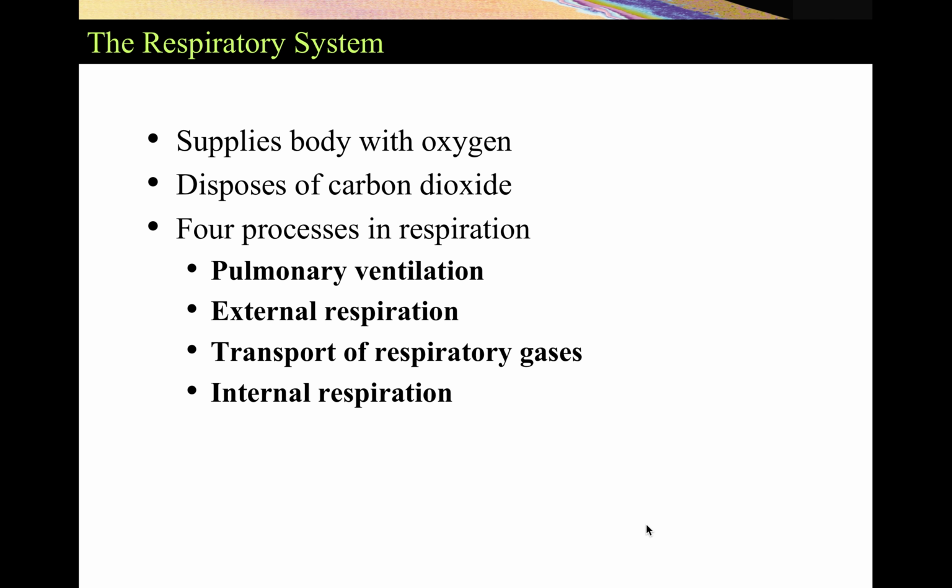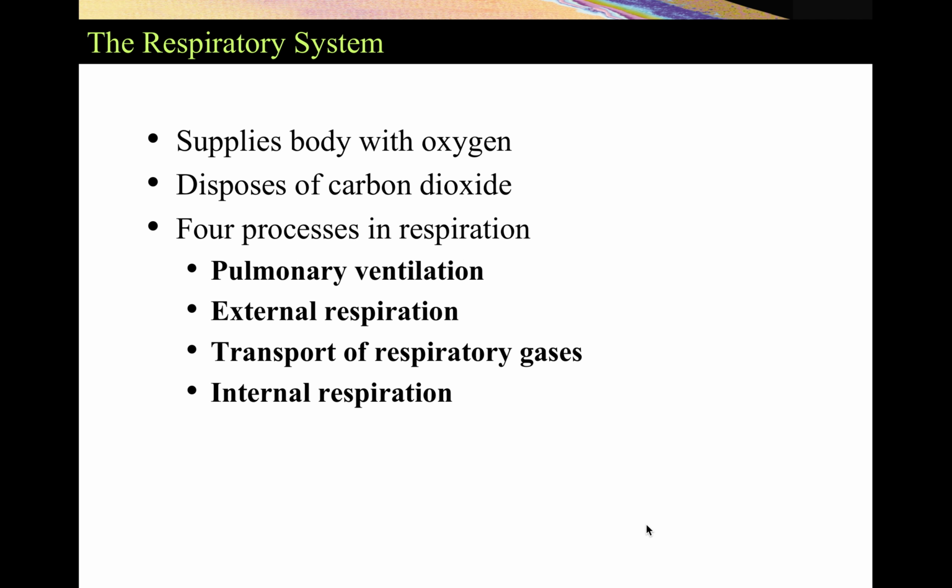When we look at the processes associated with the respiratory system, there are four main processes. The first one is pulmonary ventilation, which simply put is the process of inhalation and exhalation. We have a process called external respiration, which implies the exchange of gases between your lungs and your blood vessels. So basically what takes place in your lungs to change blood from deoxygenated to oxygenated.